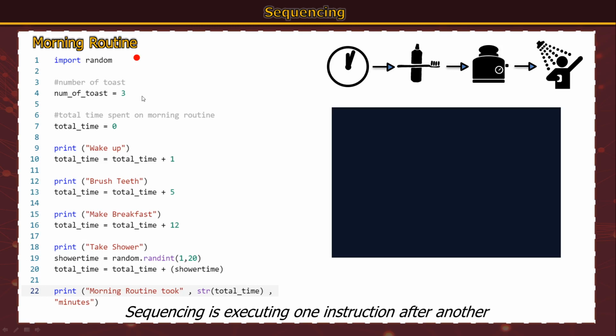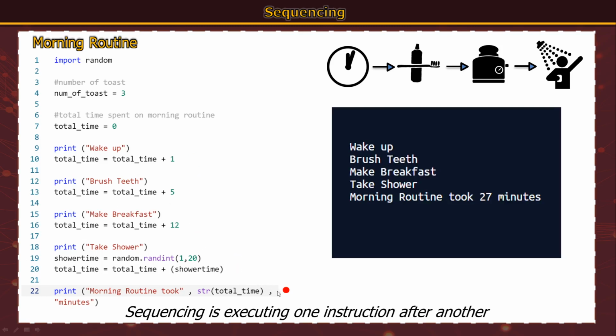The program would then move to line 4 as this is the next instruction, and it would assign the variable num of toast the value of 3. It would continue through the program, line after line, completing each instruction. Once it gets to the end, this indicates the end of the sequence.